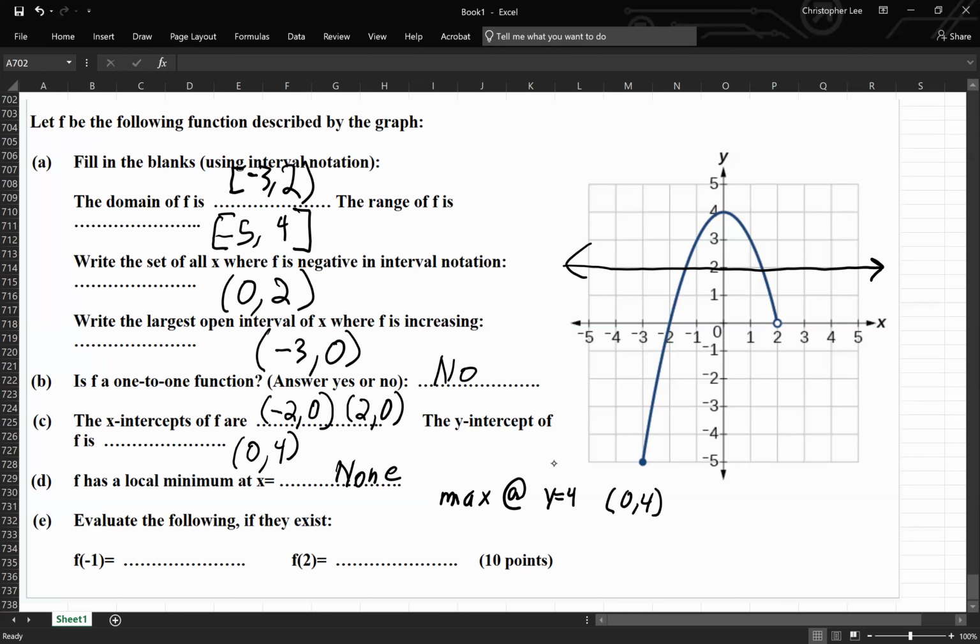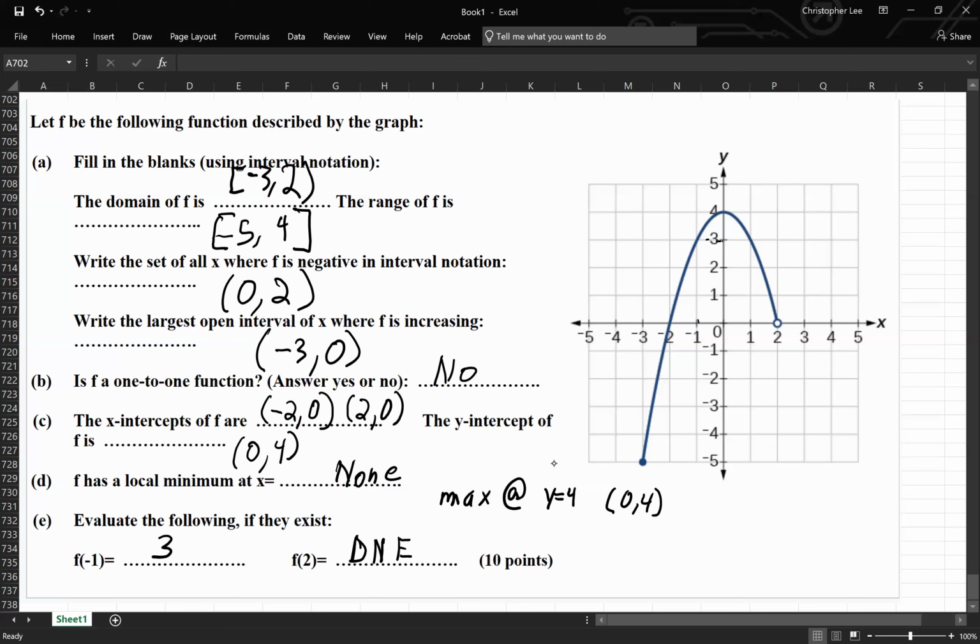All right. Anyway, they want to know what is f of -1. So when x is -1, let me erase this horizontal line real quick. When x is -1, what is the y value? It's 3, right? Boom. Just use the graph. You go right from -1, go right up to where the graph is, and what's the y value corresponding to that? 3. Done. Simple. F of 2, right? So when x is 2, what is the y value? DNE, does not exist.